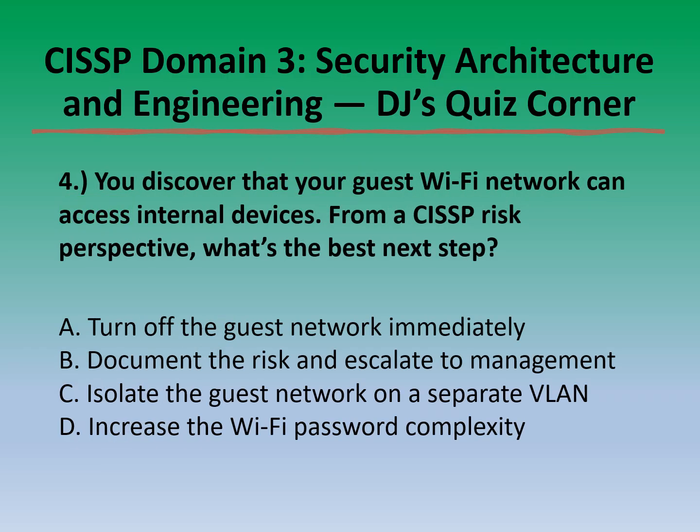Question 4. You discover that your guest Wi-Fi network can access internal devices. From a CISSP risk perspective, what's the next best step? A. Turn off the guest network immediately. B. Document the risk and escalate to management. C. Isolate the guest network onto a separate VLAN. D. Increase the Wi-Fi password complexity.